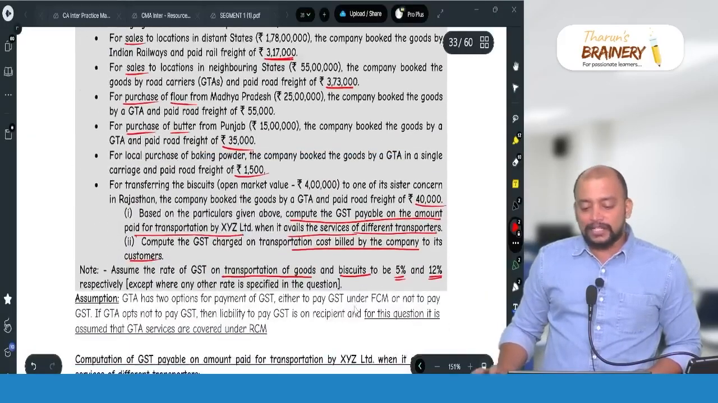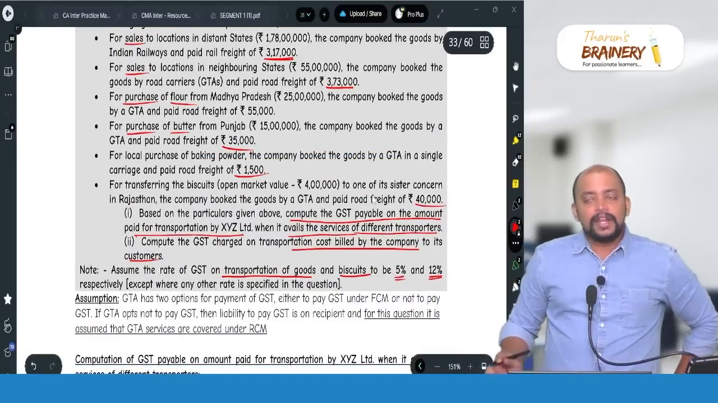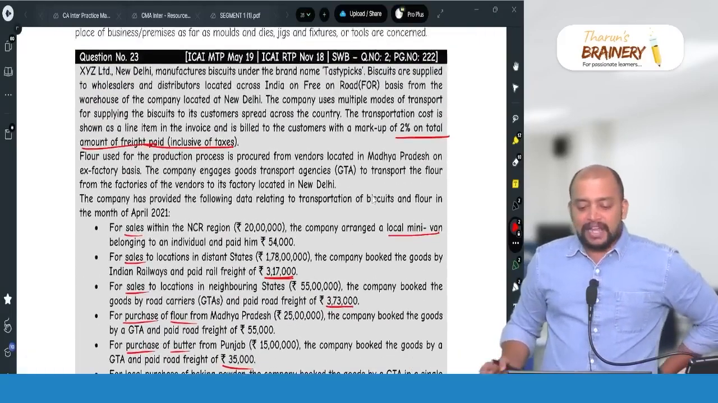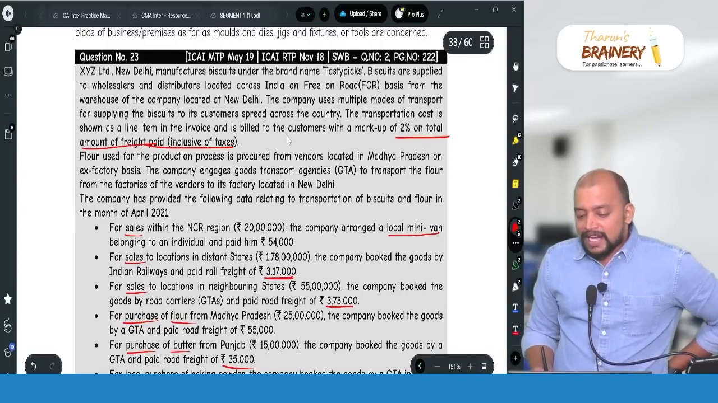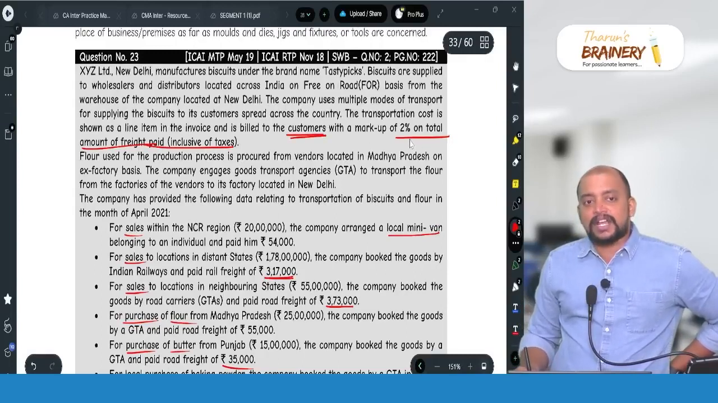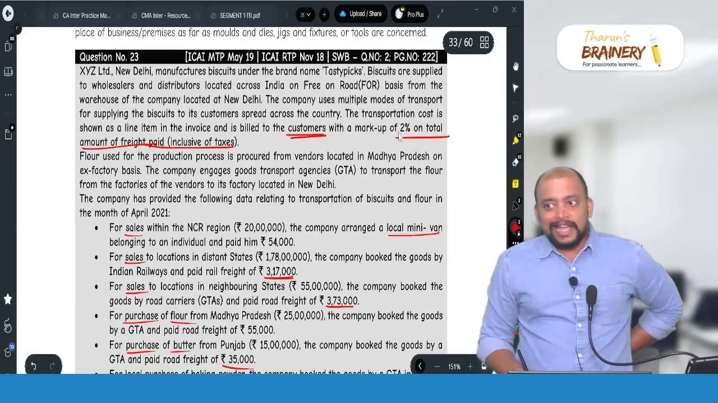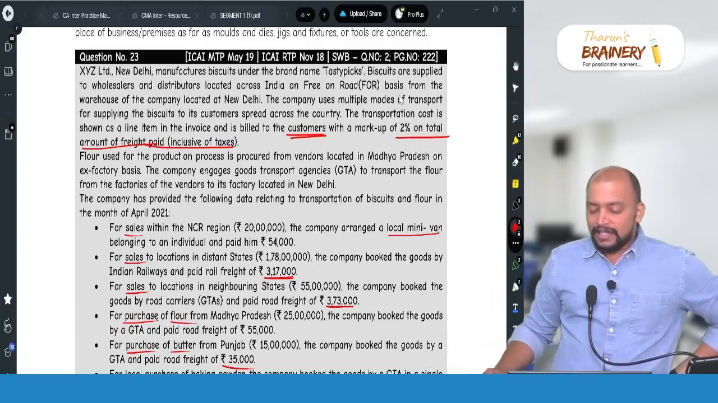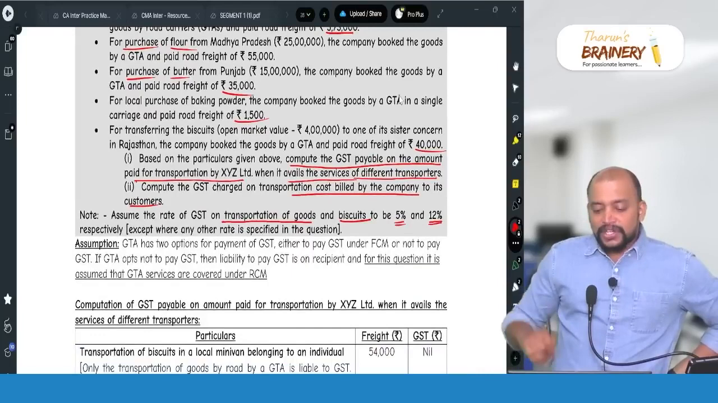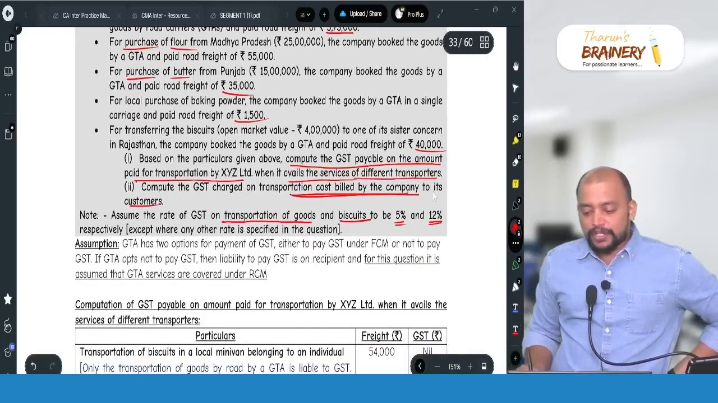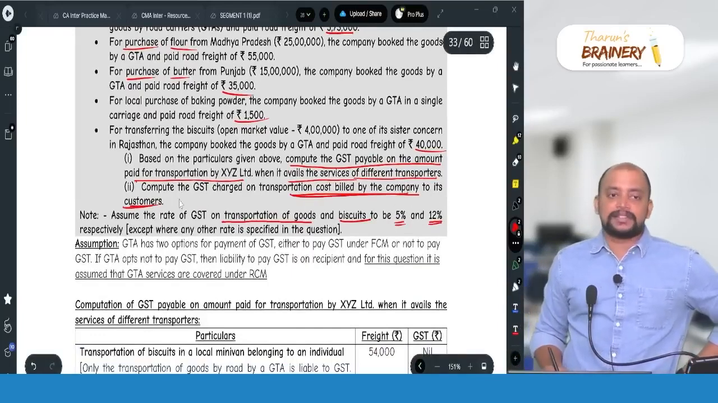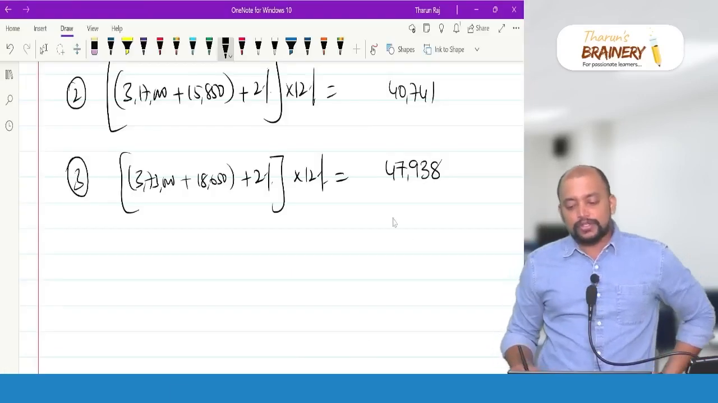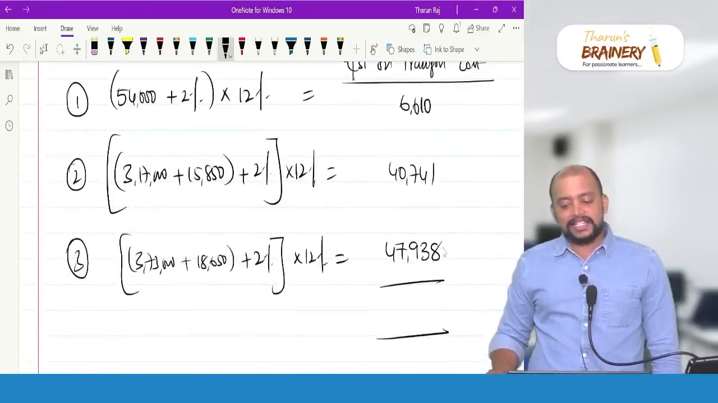Now fourth outward supply is there. What is that? Sale to sister concerns. Now read the first paragraph. Only to their customers they are charging with a markup of 2%. Then for their sister concerns they are not charging. Okay. Even the question also says computation of transportation cost billed by company to its customers. So therefore this total only we need to take as answer for second part.